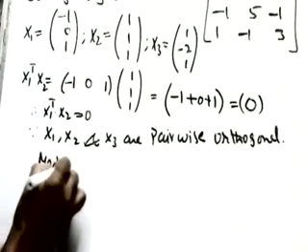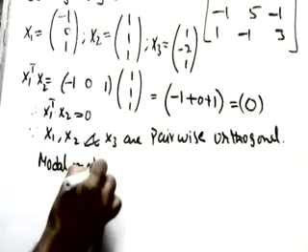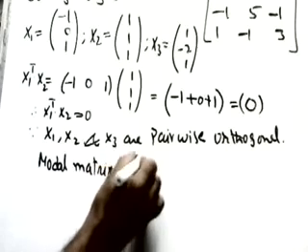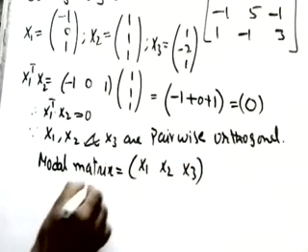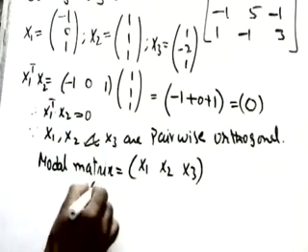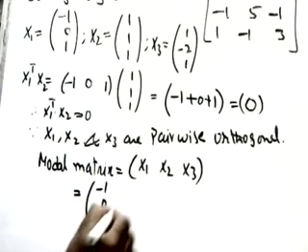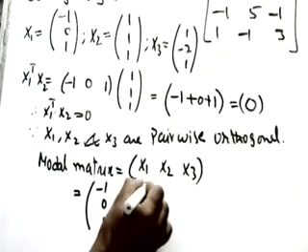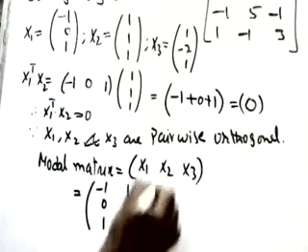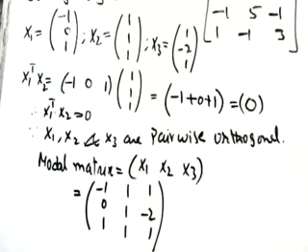What is the next step? We have to write the model matrix. The model matrix formula is x1, x2, x3. So, what is x1? x1 is minus 1, 0, 1. x2 is 1, 1, 1. x3 is 1, minus 2, 1.